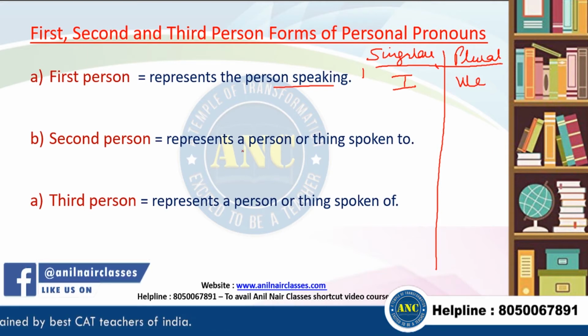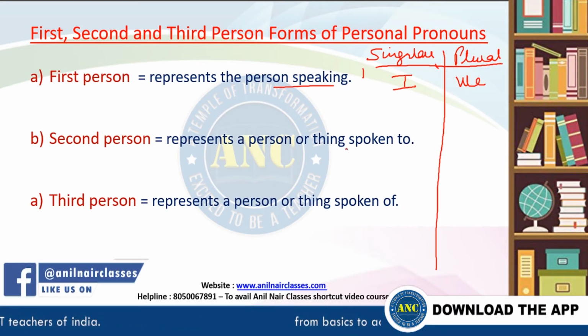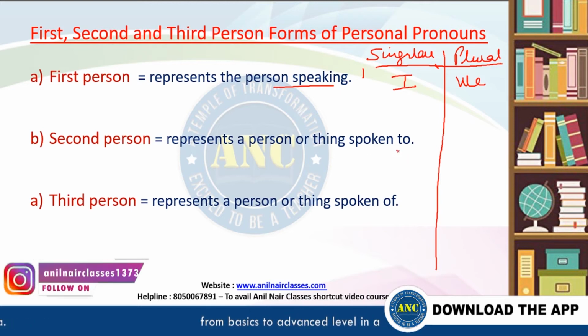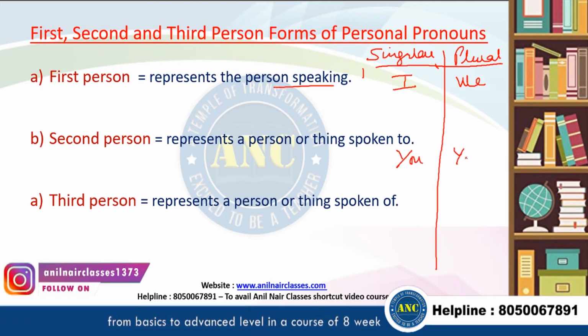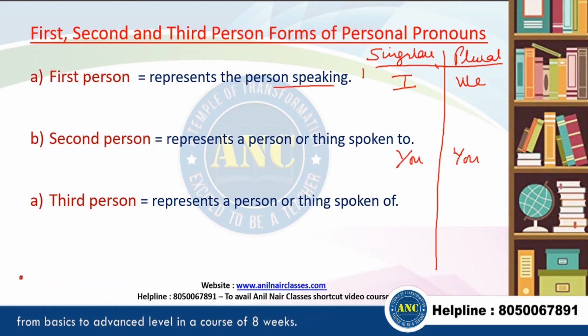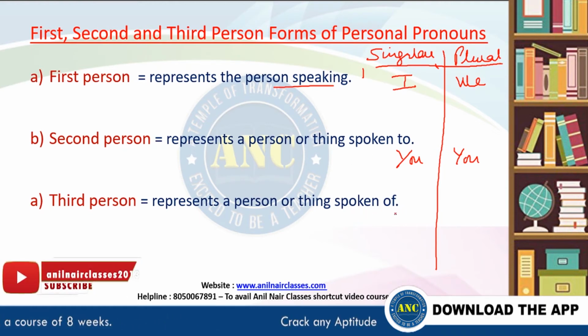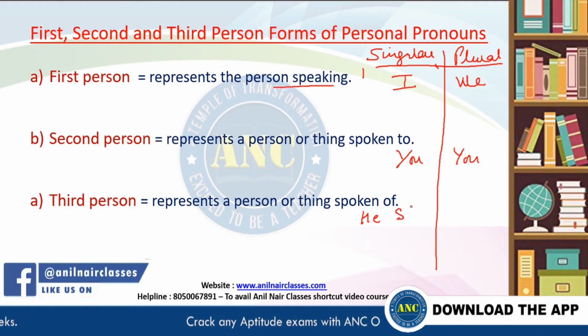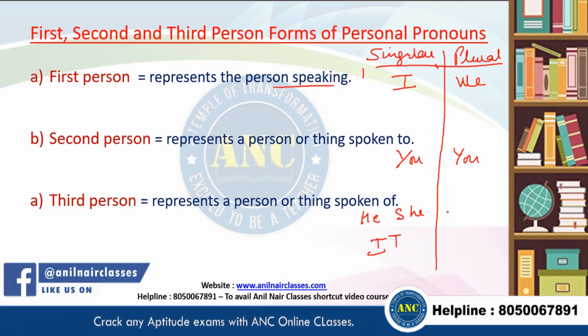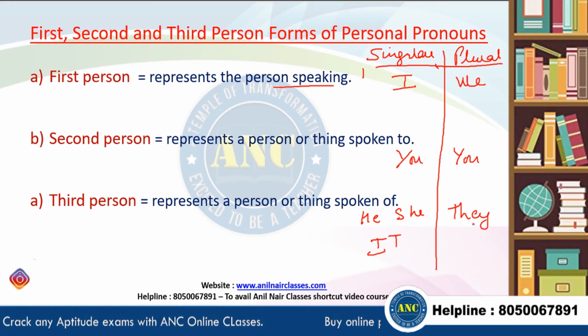Now second person is the person to whom you are speaking, right? Here the example is you. You can refer to singular as well as plural both. Third person is the person about whom you are talking. The singular examples are he, she, it, whereas the plural example is they.